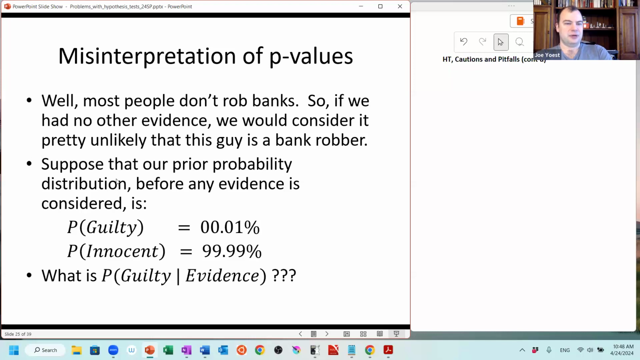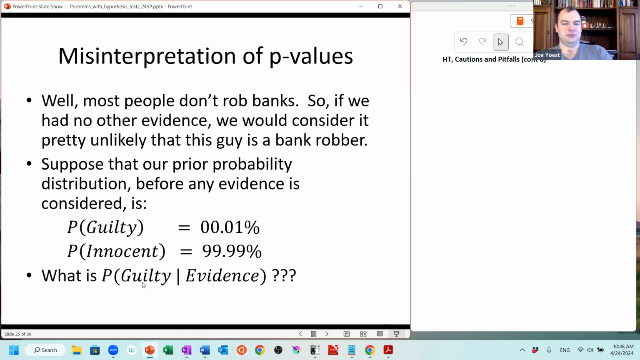Let's suppose that our prior probability distribution before any evidence is considered at a trial is this. Probability of guilty is 0.01%, 1 in 10,000. Probability of innocent is 99.99%. This is in line with the FBI stats for bank robbers, and it's even giving a little more weight to probability of guilty than we ought to, because I don't want to have too many decimal places floating around. It just gets cumbersome.